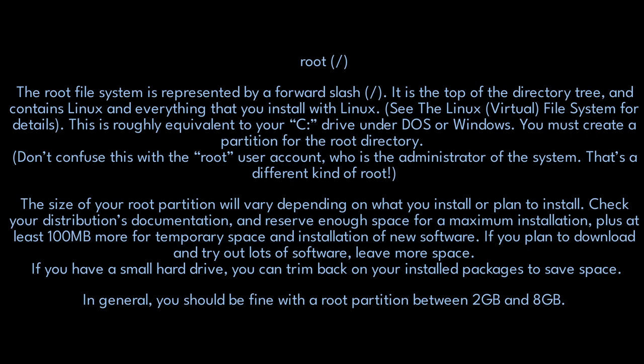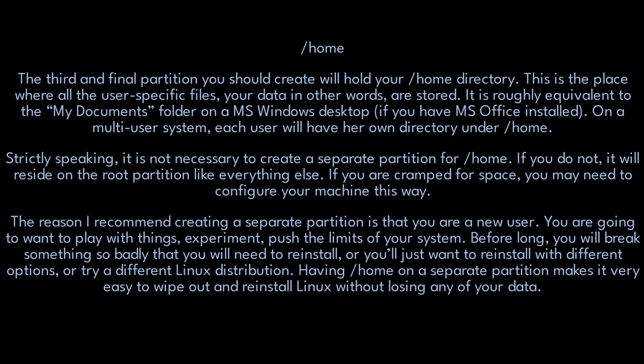The size of your root partition will vary depending on what you install or plan to install. Check your distribution's documentation, and reserve enough space for a maximum installation, plus at least 100 MB more for temporary space and installation of new software. If you plan to download and try out lots of software, leave more space. If you have a small hard drive, you can trim back on your installed packages to save space. In general, you should be fine with a root partition between 2 GB and 8 GB.